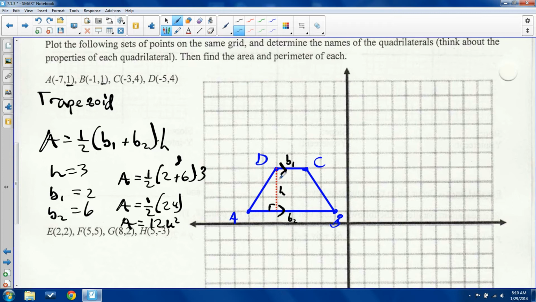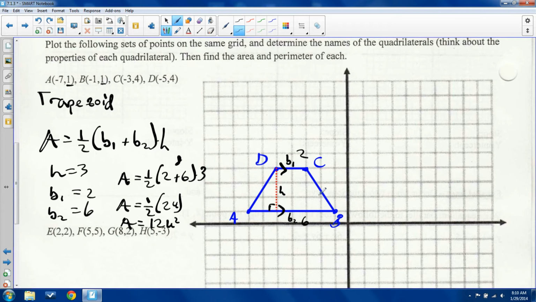Finding the perimeter. This is a little different because the perimeter is the outside boundary, and we don't yet know what these lines are. Here's where I will incorporate distance formula. I said I wouldn't, but I kind of will and kind of won't, because distance formula really is Pythagorean theorem. And I'll show you why that's true. All right, first of all, we know that b1 is 2, b2 is 6.